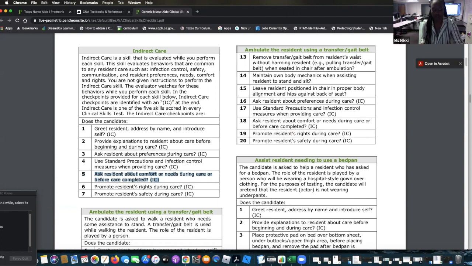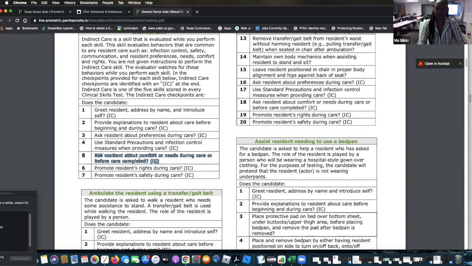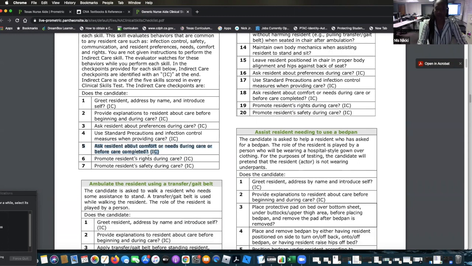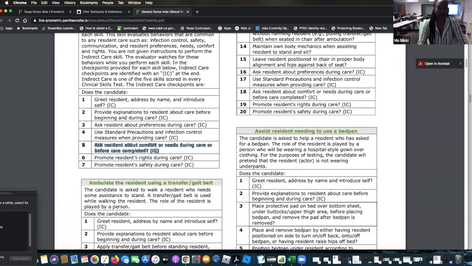And then after that, you can say, great, does that feel okay? But say something with it. Promote residents' rights during care.